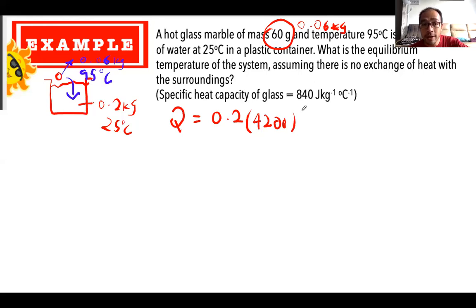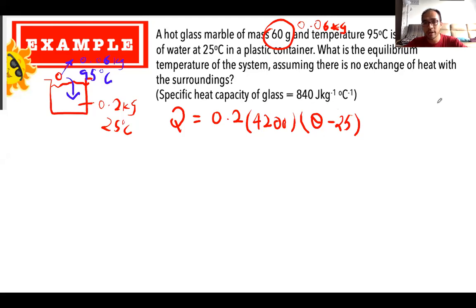Alright, now the difference in temperature, think about this. It was originally 25. Is it going to increase or is it going to decrease? Okay, it's going to increase. So if it's going to increase, I'm going to write it as theta minus 25. I will explain this in a little while. Final temperature minus initial temperature. Then that's how we get the difference in temperature.